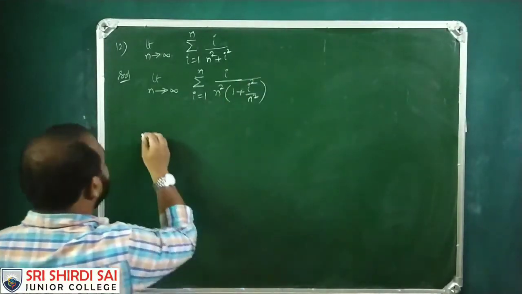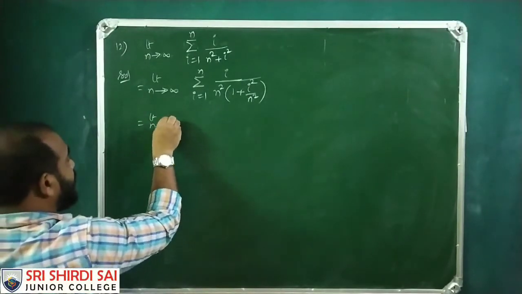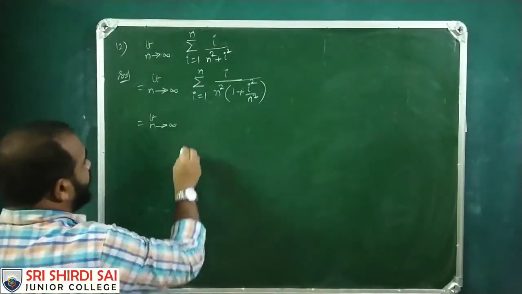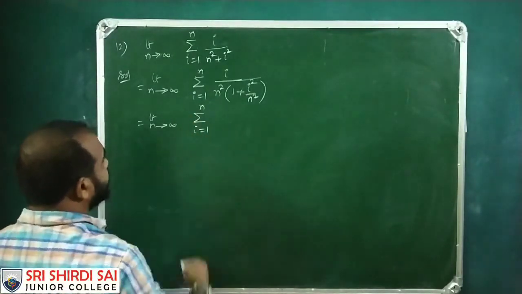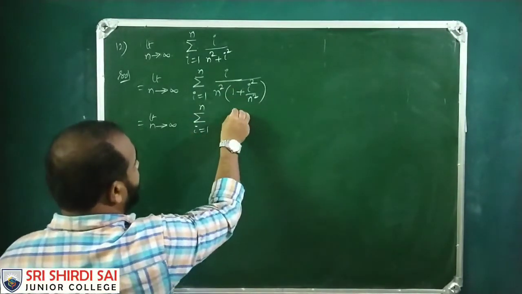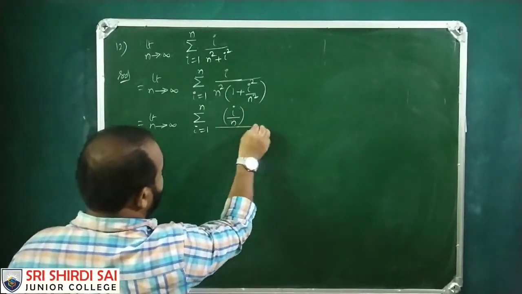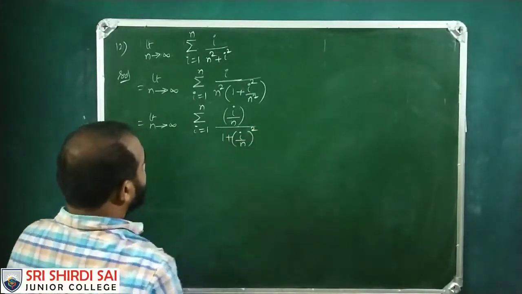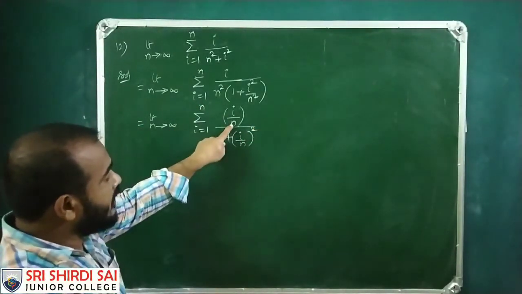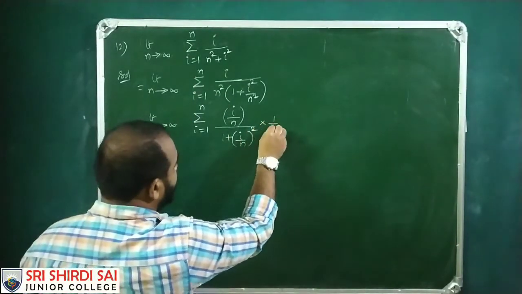This is equal to the limit as n tends to infinity of the sum, i runs from 1 to n, of (i by n) by (1 plus (i by n)) whole square. This is n square, but only n I have taken, so 1 by n I am left with here.